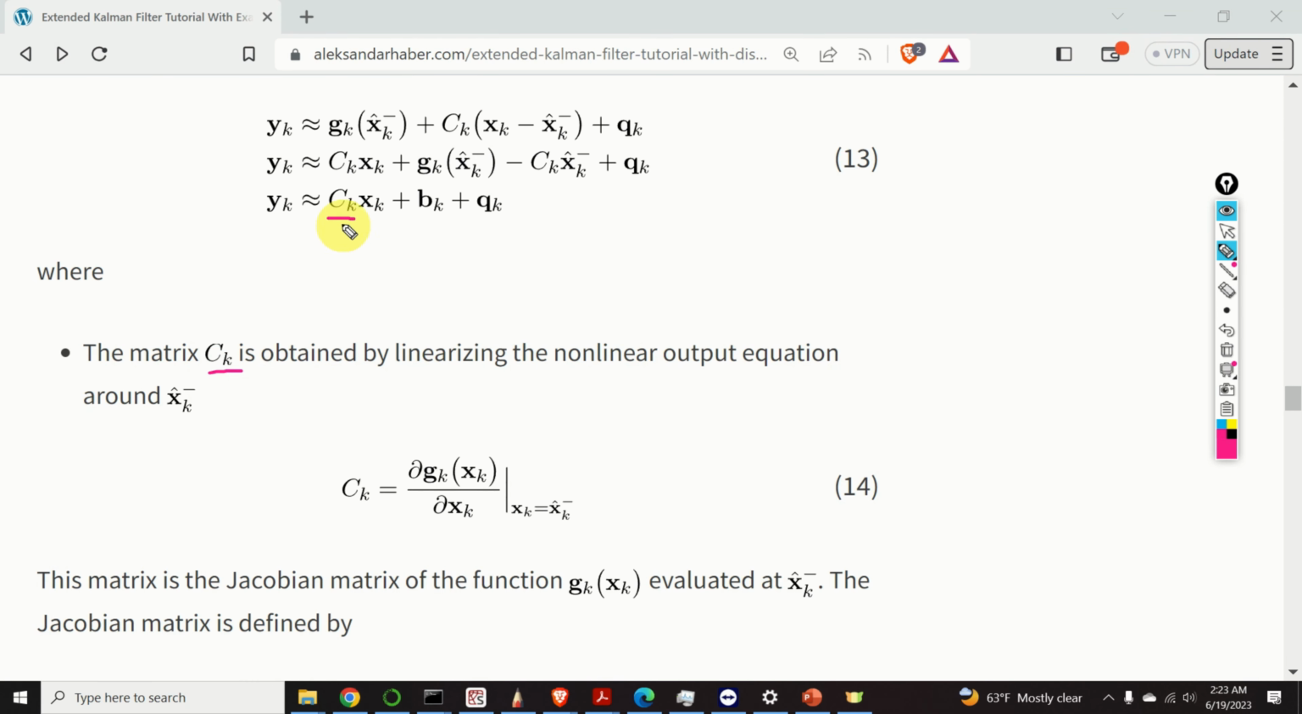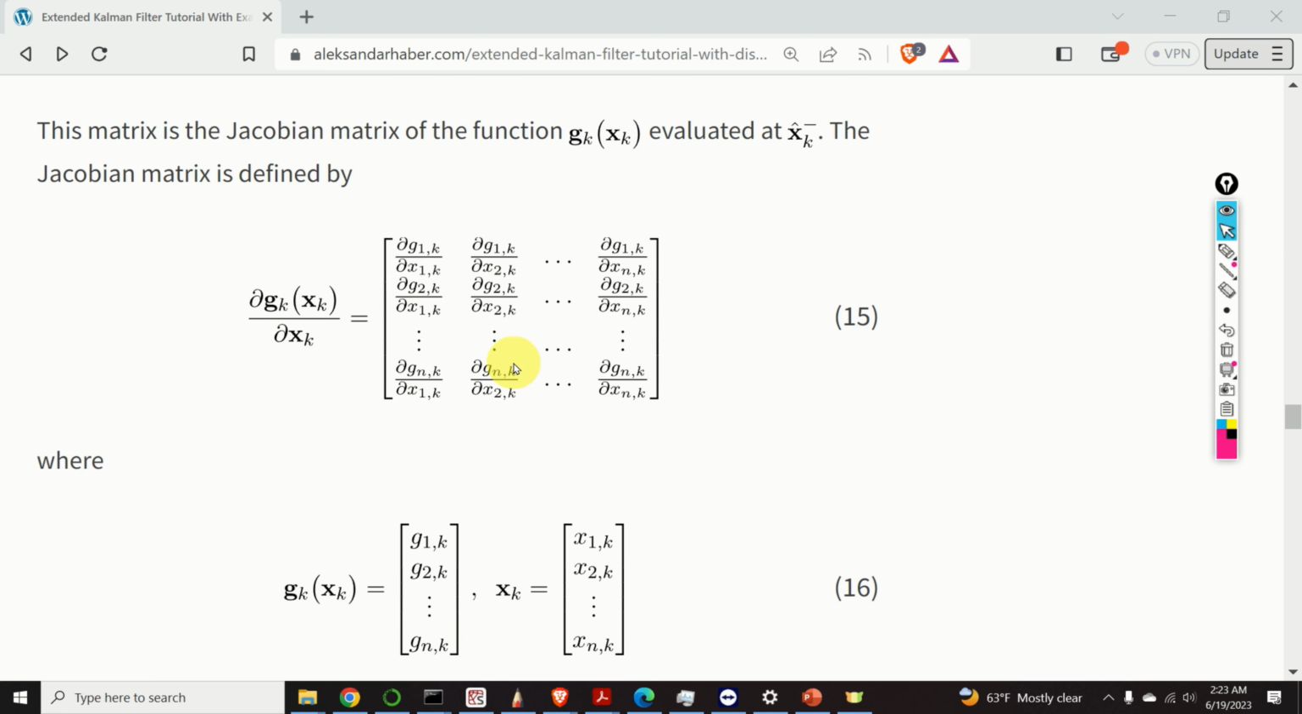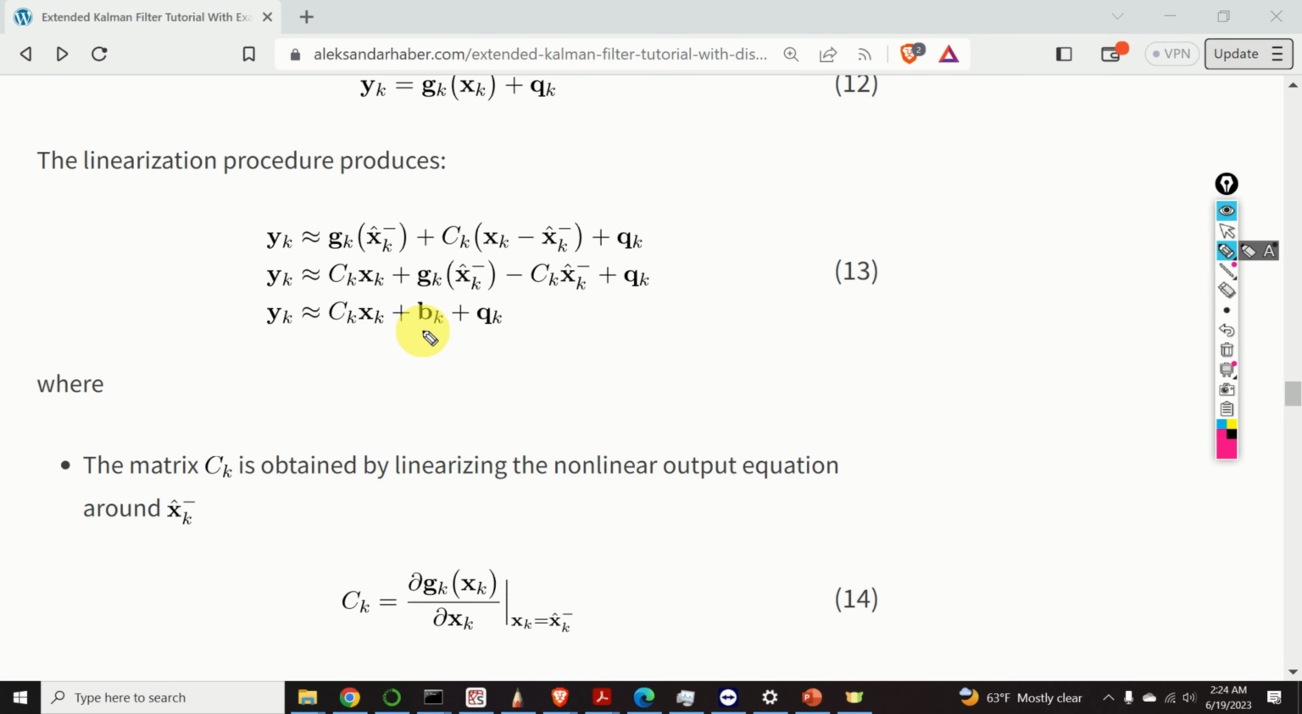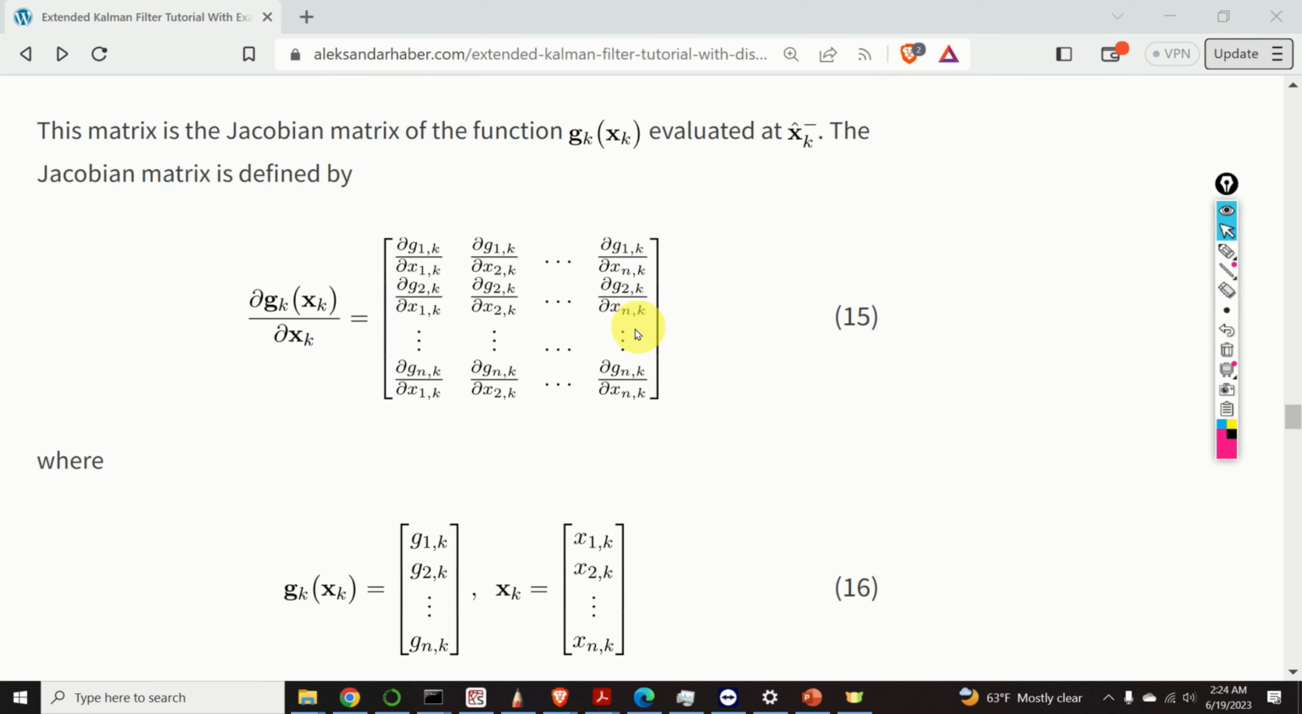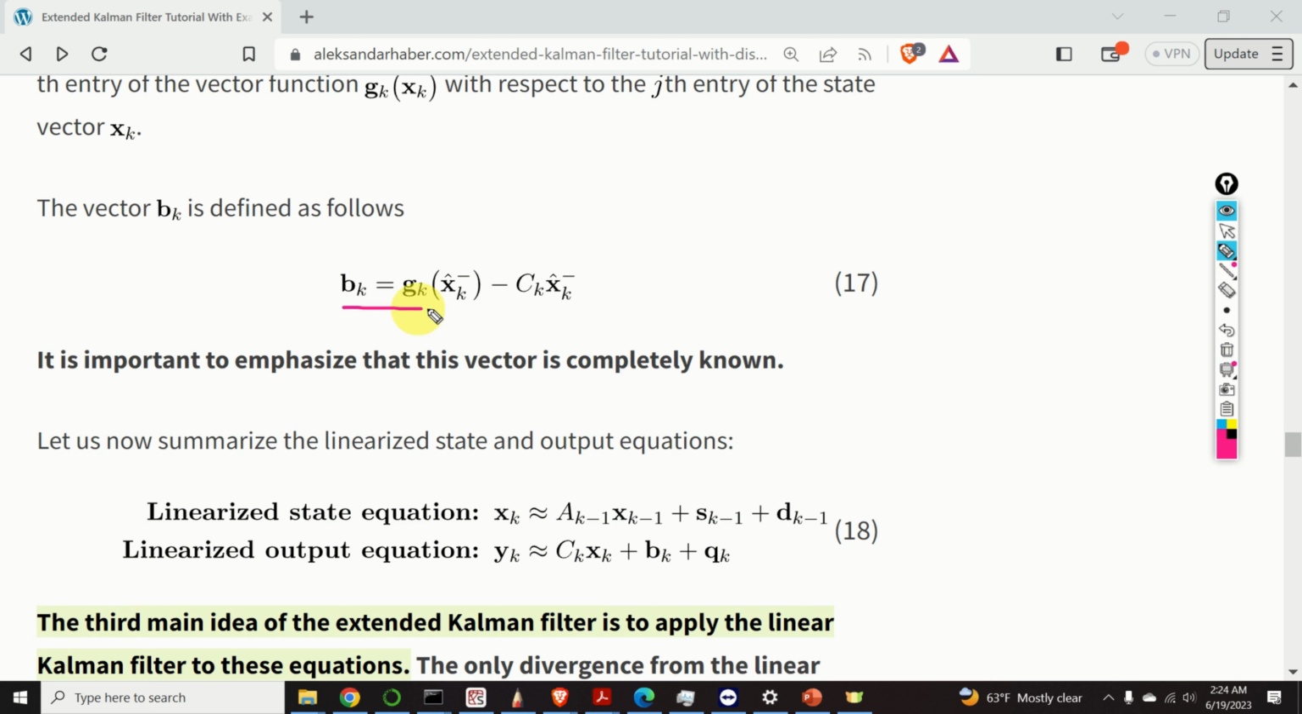The matrix C_k is obtained by linearizing the nonlinear output equation around the a priori state estimate for the time instant k. It's computed by using this formula. Again, we can expand and show the structure of the Jacobian matrix. The structure of the Jacobian matrix is given by equation number 15. Another important quantity that we need to explain is this vector b_k. This vector b_k is defined by this equation, and this vector is perfectly known before the time instant k.